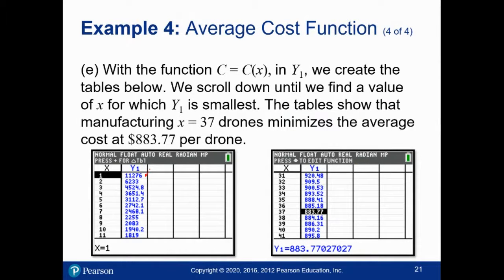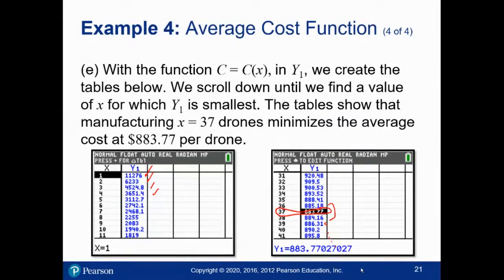Here's f of 1, f of 2, f of 3, f of 4, and the calculator can just go ahead and compute. I think it wanted it to go all the way up to 60. But if you just look at this list, the smallest value happens right here at x equals 37. So 37 drones, past this point, it just keeps going up. So 37 drones is the minimum average cost.